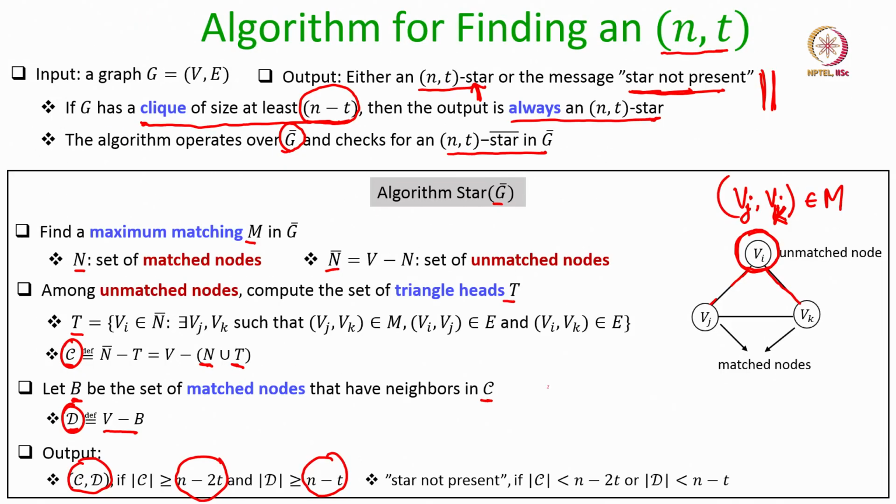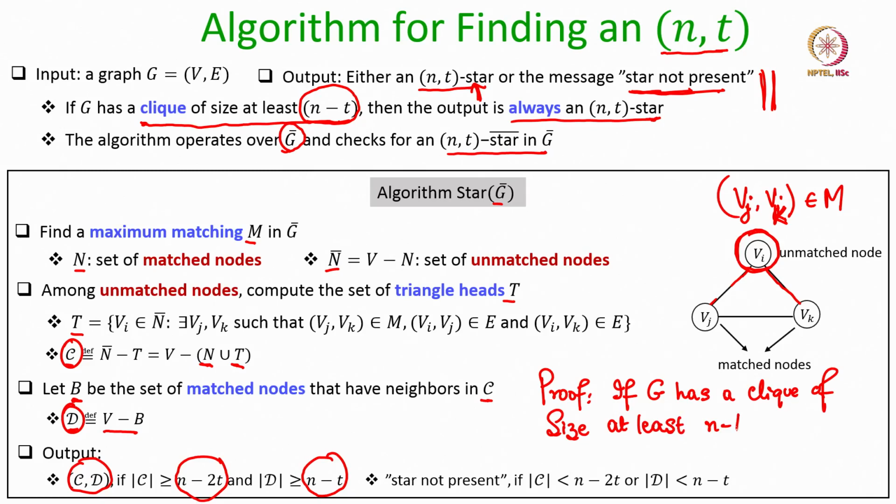And then it can be proved that if your graph G has a clique of size at least n minus t, then this algorithm run on the G complement graph will output an NT star complement, and this NT star complement will be an NT star in the graph G. We can prove this. I will not go into the proof, I will share the reference where you can find the proof. The proof is very easy.